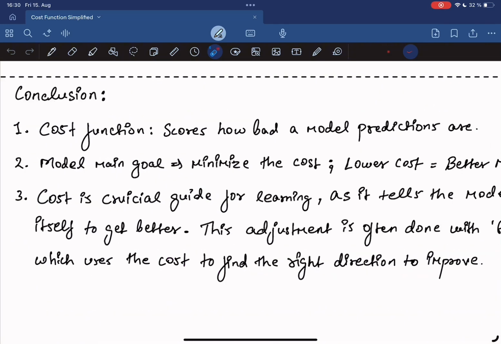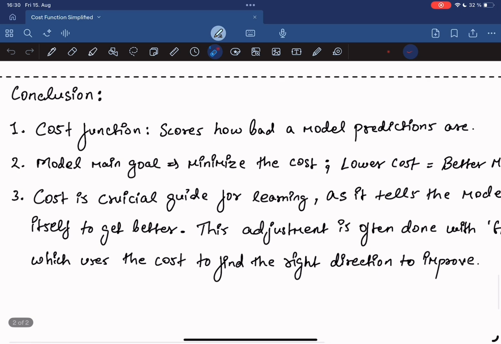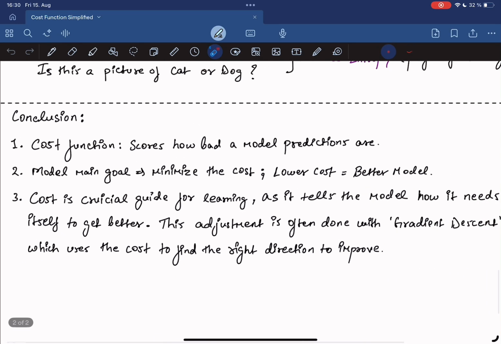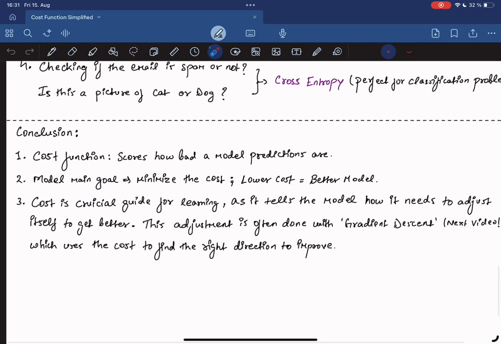Now to conclude this video, I'm going to talk about what we did. First, the cost function scores how bad a model's predictions are. Then our model's main goal is to minimize the cost, so the lower the cost, the better the model. And last, the cost function is important for learning, as it guides the learning process by telling an algorithm like gradient descent how to adjust the model to become more accurate. And hopefully I'm going to talk about gradient descent in the next video.